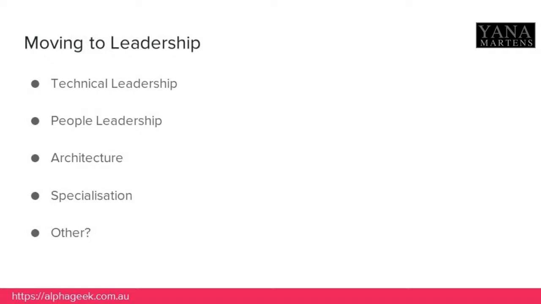Other companies, I think it's from memory, I think it's Envato on their engineering growth framework, have an architecture path, which is more about the systems design side of things. So they've got the people leadership, the technical leadership, which is more about the coding side of things, and the architecture, which is about systems design.